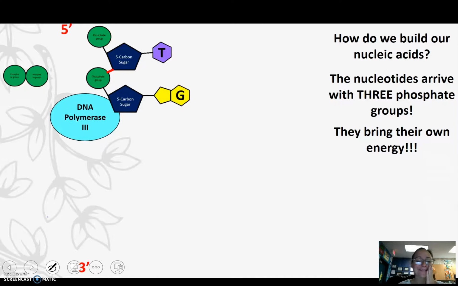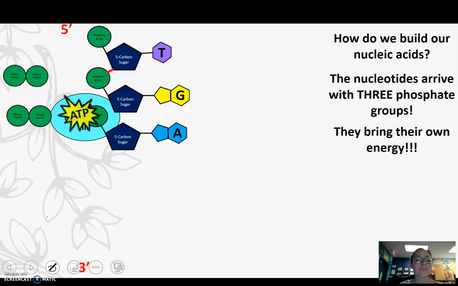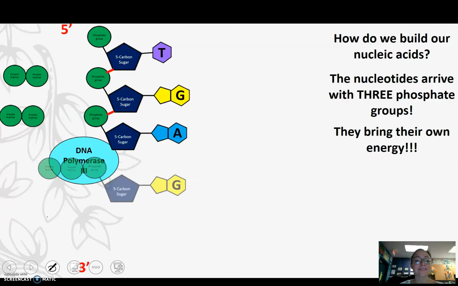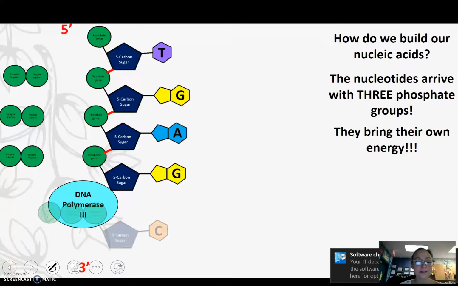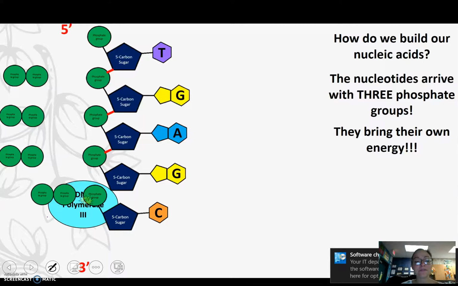Here in the background, you see this blue or greenish circle, I don't know what color that is, called DNA polymerase 3. That's actually the enzyme that builds these phosphodiester bonds. So when you break off the 2 phosphates, there's energy that's going to be used to build that phosphodiester bond. And this is going to continue as we build that sugar phosphate backbone. All right, so DNA polymerase 3 is the enzyme that builds our strands.